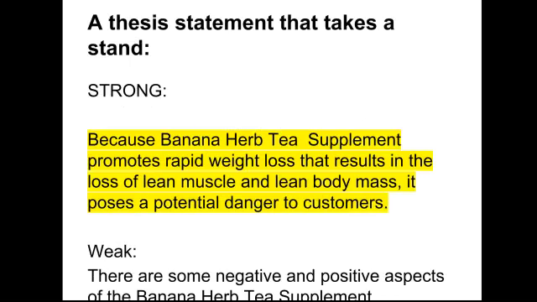A thesis statement that takes a stand would sound something like this, a strong one. Because banana herb tea supplement promotes rapid weight loss that results in the loss of lean muscle and lean body mass, it poses a potential danger to customers. Okay, so this thesis statement is taking a stand. It's saying, because this tea supplement does these bad things to your body, it poses a danger. A weak thesis statement on the same topic would say something like, there are some negative and positive aspects of the banana tea supplement, herb tea supplement.